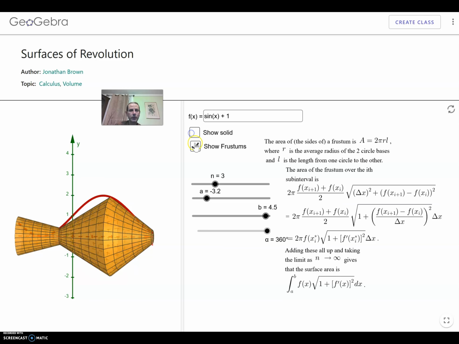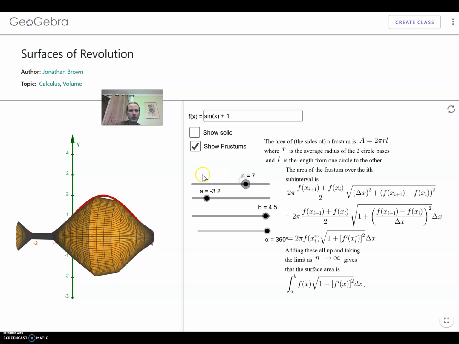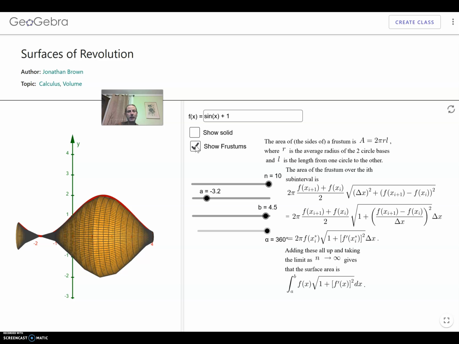Furthermore, if I increase the number of frustums, so maybe make it 7 here, then we'll get a better approximation. So there is the surface. Here are all the frustums, and it's still not perfect, but it's getting better, and I'll increase it more and more. The most I can increase it here is 10, but at that point already you can see that we're very close to having the frustum surface be the same as the actual surface we care about.